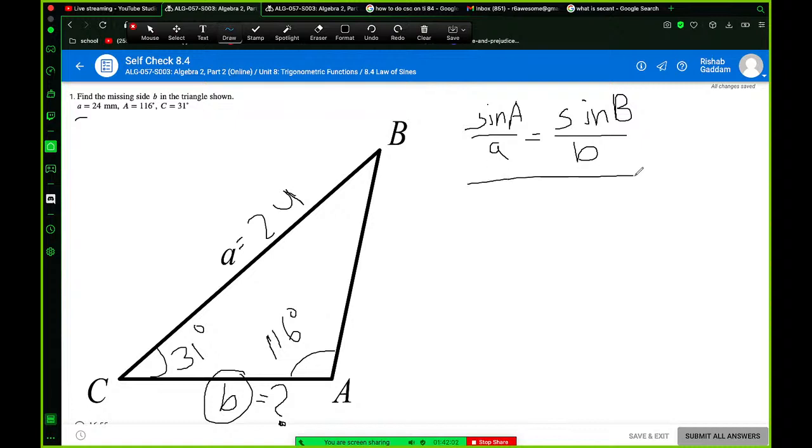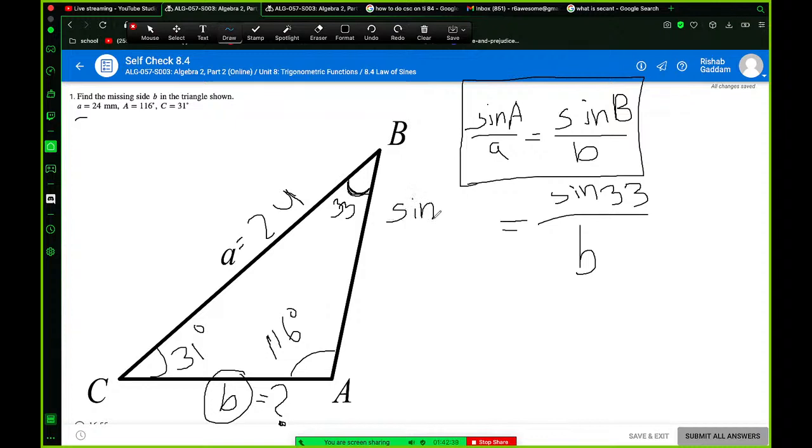So the formula is sine A over A equals sine B over B. Okay, so we know all the angles. We just have to find one of the sides. So we have to do sine of 33 over B, which is something we really don't know.